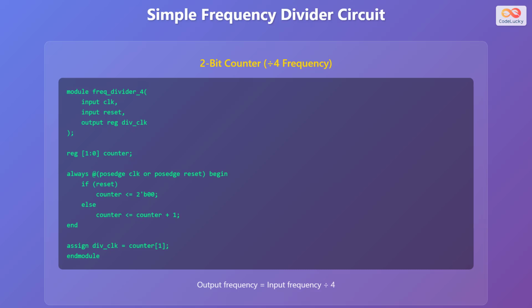On every positive edge of the clock or reset, if reset is asserted, the counter is reset to 0, 0. Otherwise, the counter increments. The output clock is simply the most significant bit of the counter. Hence, the output frequency equals the input frequency divided by 4.